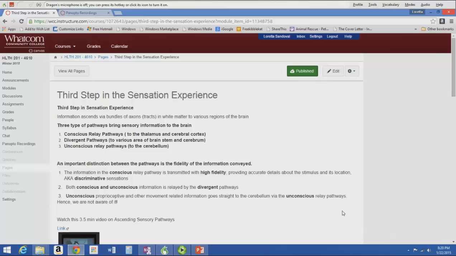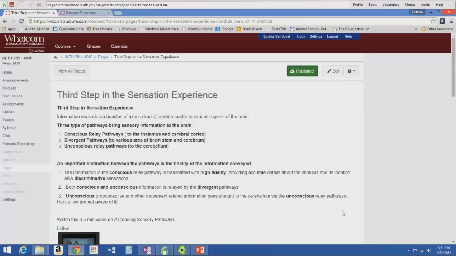The divergent pathways, they go from the spine to various areas of the brain and cerebrum, some of them conscious and some of them unconscious. So the conscious relay pathways, it's all conscious. Divergent, some's conscious, some's unconscious. And then the third one is the unconscious relay pathways. Those are all unconscious, and they go from the spine to the cerebellum.